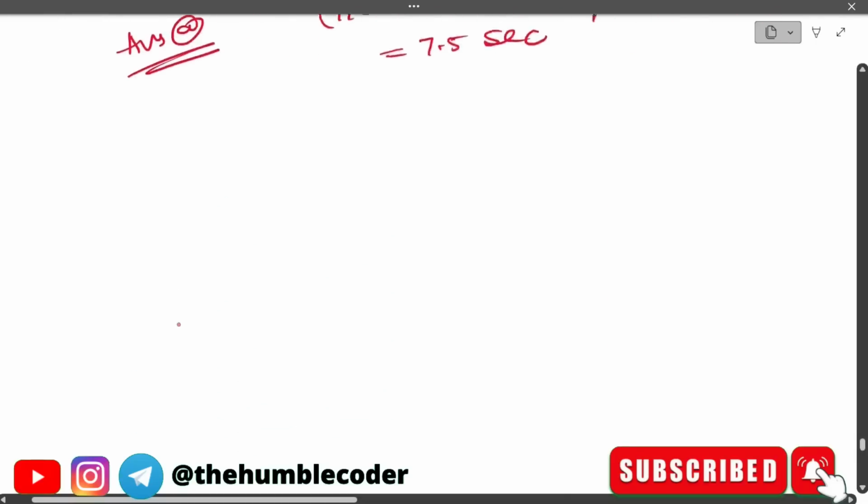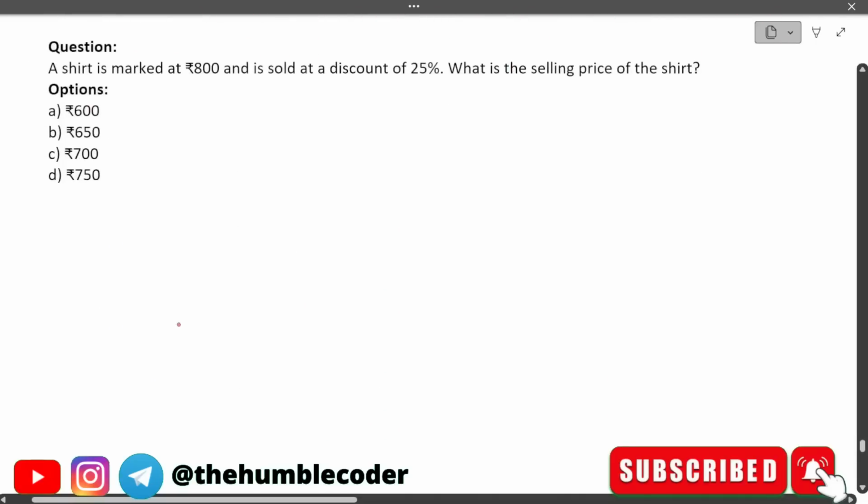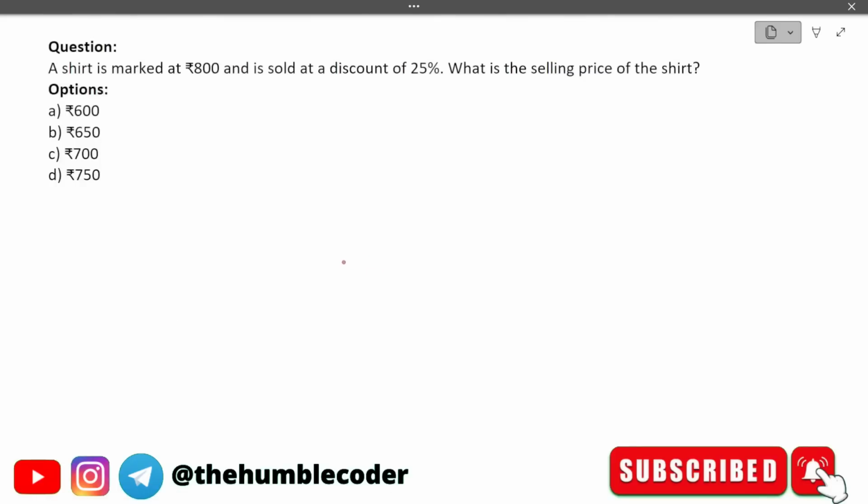Moving on to the next one. A shirt is marked at 800 rupees and is sold at a discount of 25%. What is the selling price of this shirt? Okay, see, discount is what? First let's calculate that. Discount is 25% of 800. If we solve, we will get the final answer as 200.